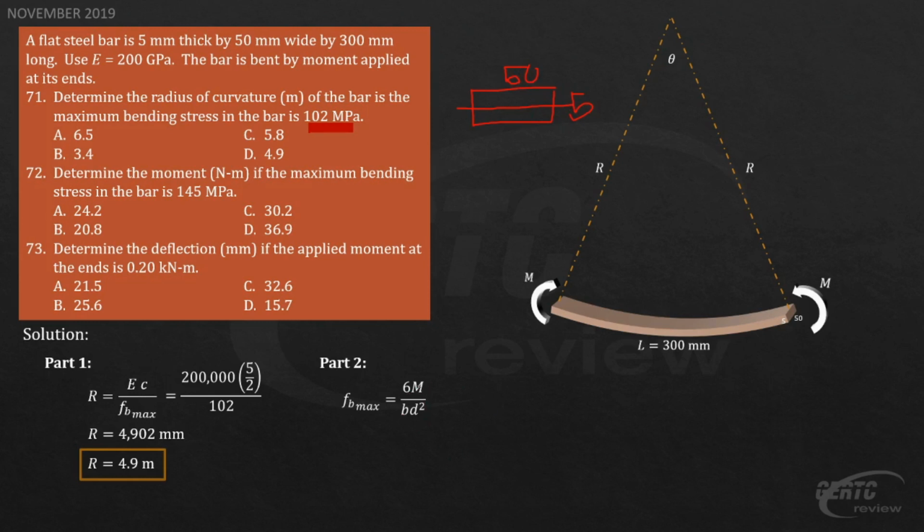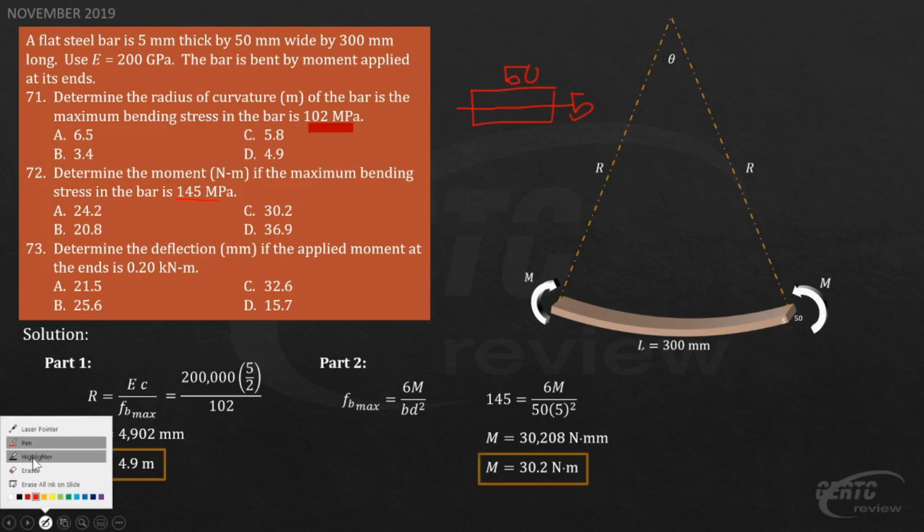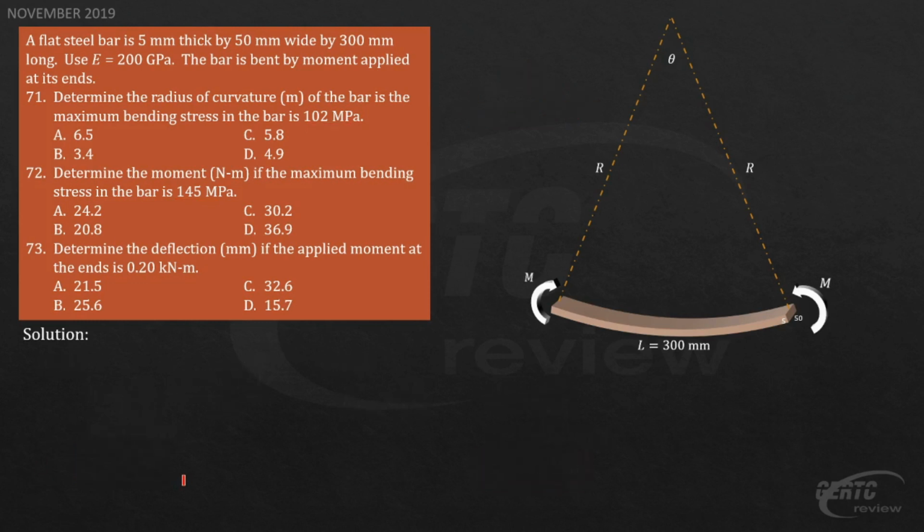Ang tinatanong dito is the moment. Known ang bending stress, 145. So, direct substitution, then the answer, ang lalabas dito, Newton millimeter. 30,208 Newton mm or divide natin by 1,000, 30.2 Newton meter. Okay, that's the answer in part 2.